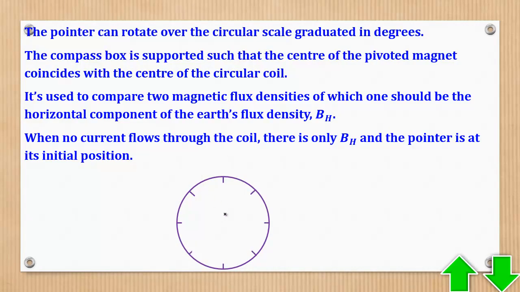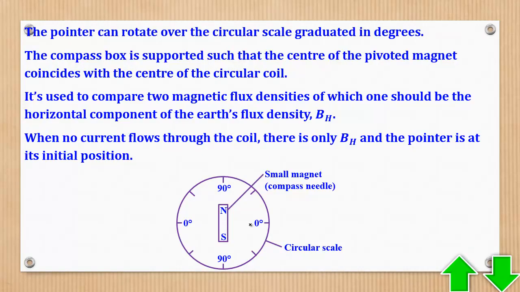So when you look from above, this is what you'll be seeing. You have two zeros because the pointer is two-way. That's why you have 0, 0. Even here there will be 45, and also here 45, like that, because the pointer is two-way. And this is the BH due to this small magnet.